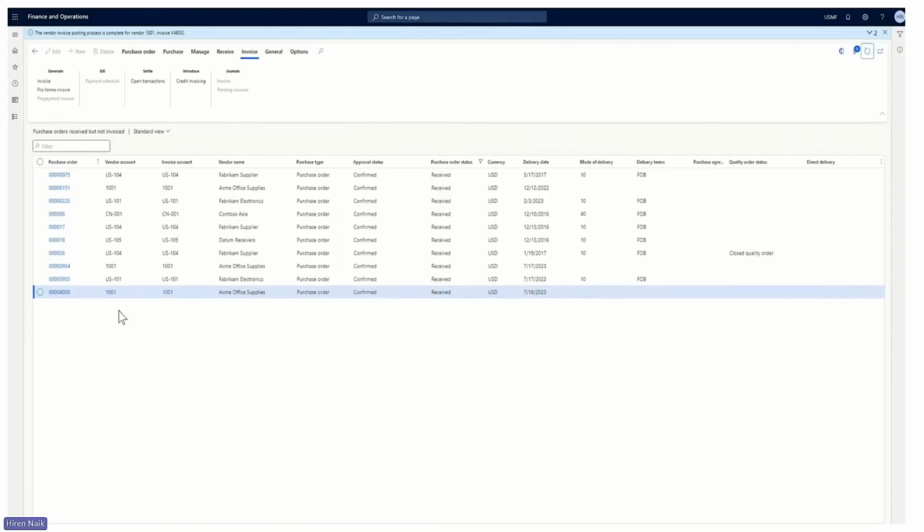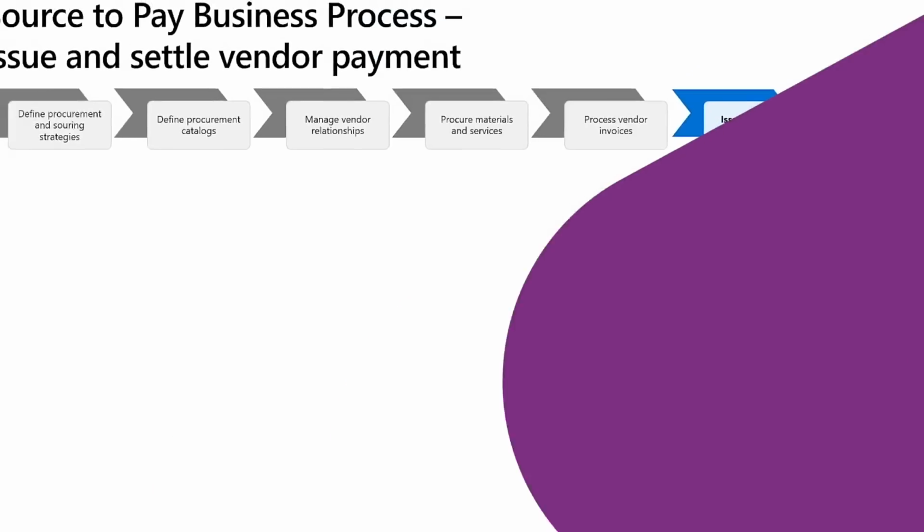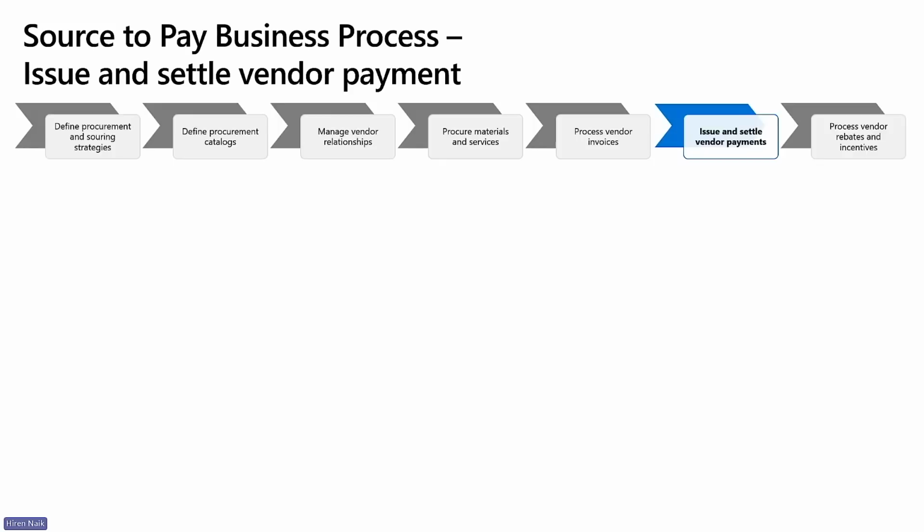Now, let's review the next process, which is the review vendor payment and settlement process. So this business process area focuses on paying vendors according to the agreed upon payment terms, ensuring that the payments are made accurately and on time, and settling them against invoices manually or using an automated process.